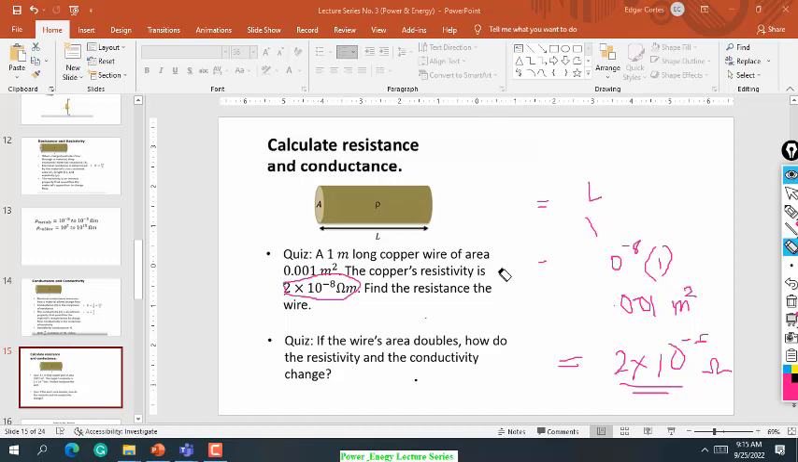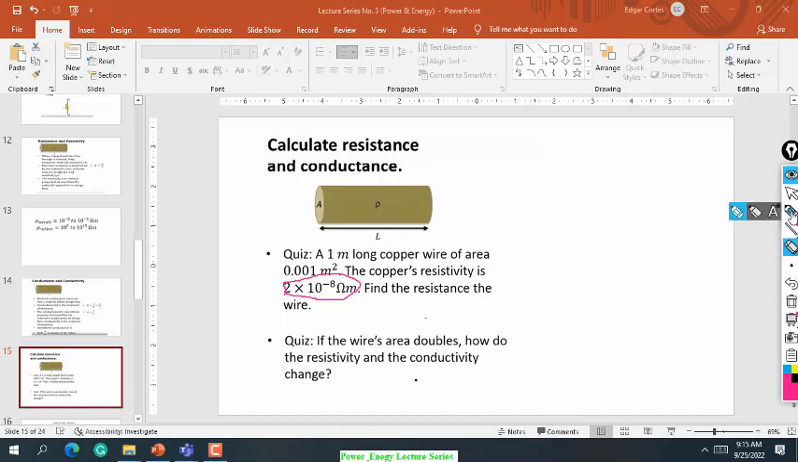Because we're going to answer the second sub-question under this example: what if we double the area? How does the resistance change if we double the area? So what would be the formula now? R equals rho L over double the area, so 2A, because we're going to double the area.